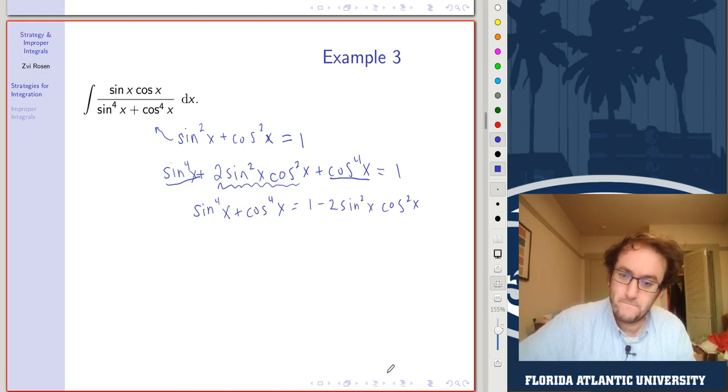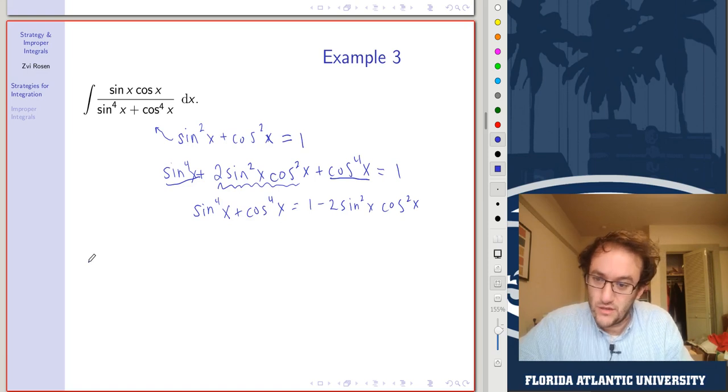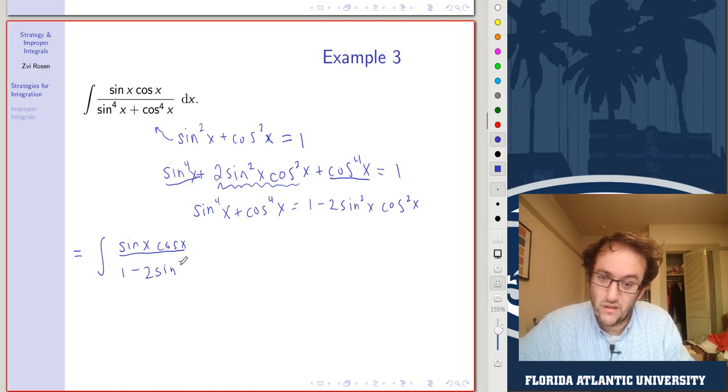Okay. Well, that's useful because this is very close to the top. So let's rewrite the integral in terms of that. So we have sine x cosine x divided by 1 minus 2 sine squared x cosine squared x dx.